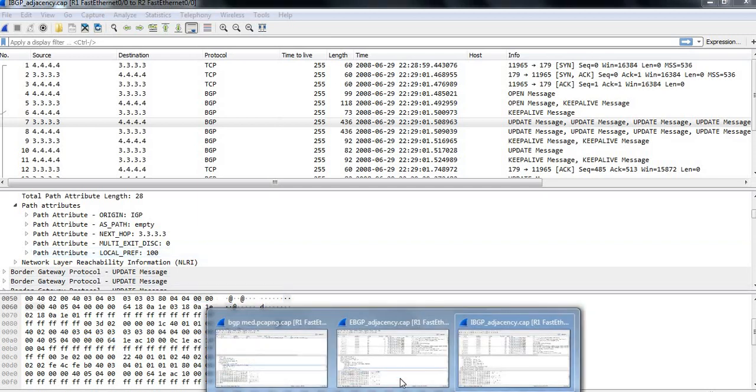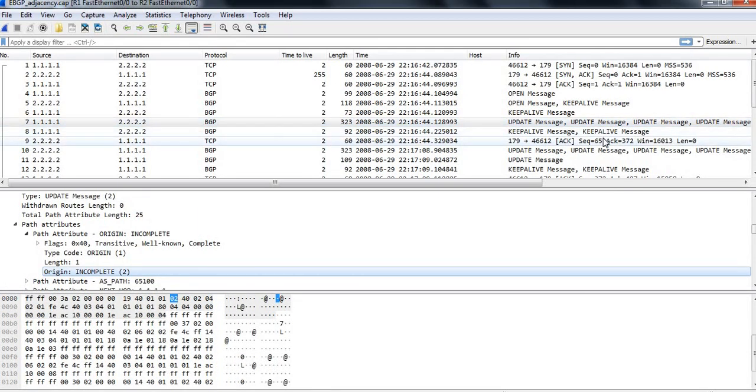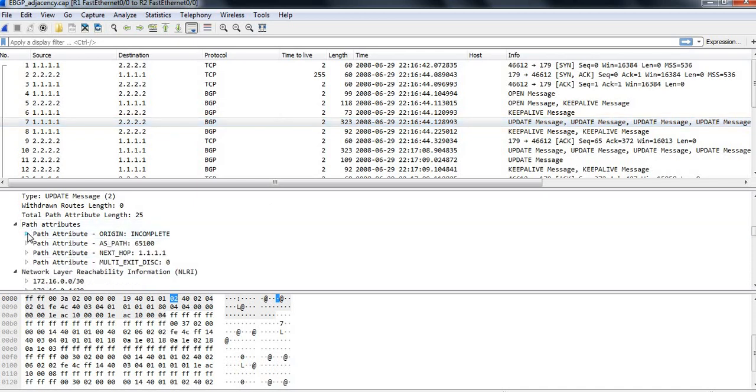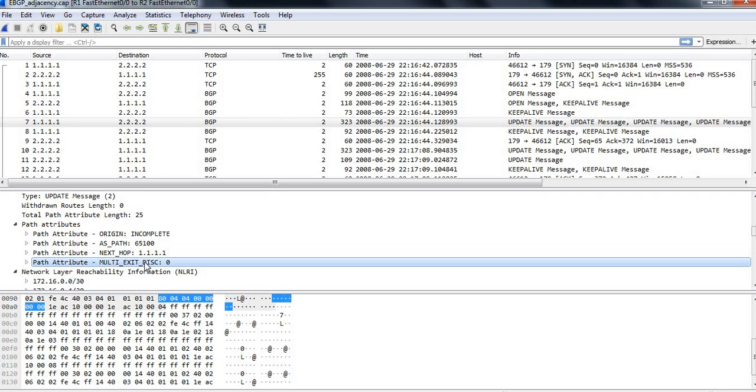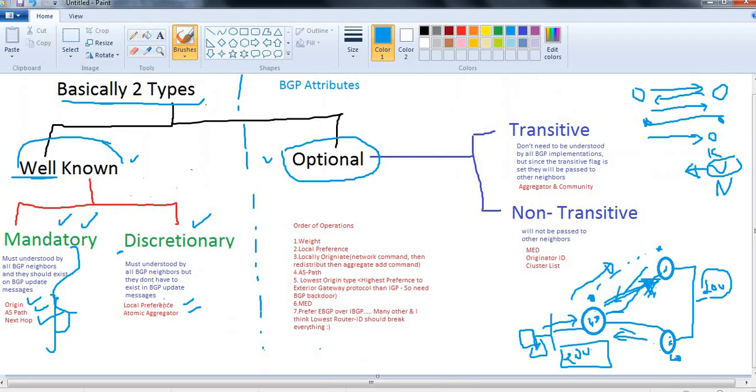I'll take a look at one more capture from BGP. This is the BGP capture between the two routers, and it is an eBGP neighbor. The one we saw was an iBGP neighbor. So you could take a look at the update packet here. In the update packet, as we discussed, the three mandatory attributes are already there: origin, AS path, and next hop. But you see that local preference is not here, which means that local preference is a discretionary attribute. It doesn't have to be carried in all BGP updates.